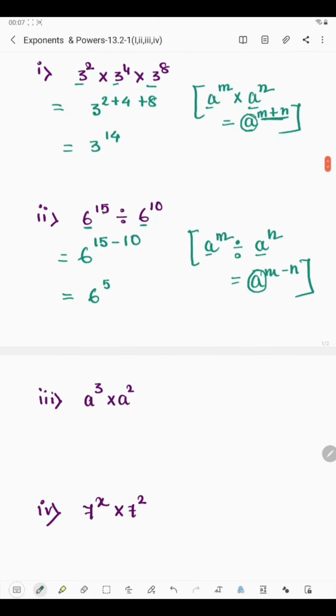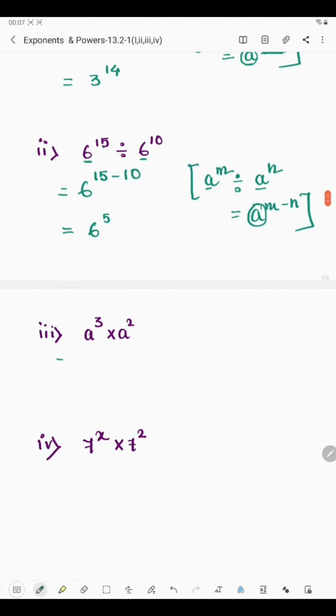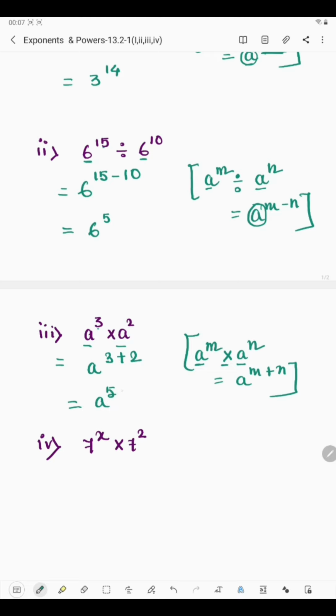Now coming to the third part. Now in the third part we have again same base. So when we have same base and in between multiply sign is there, then powers will be added. Okay, so we'll write the base at first and then powers will be added. So it will be 3 plus 2. So it will be a raised to the power 5.